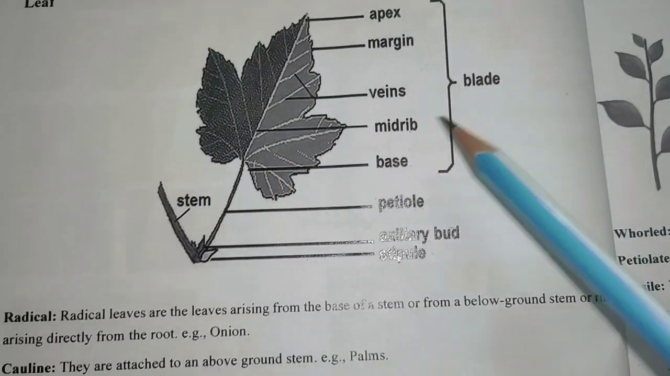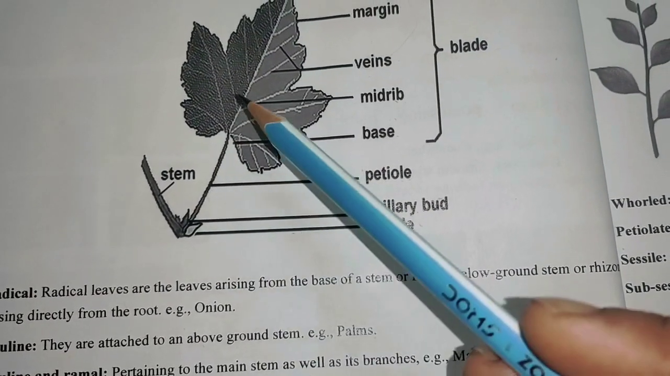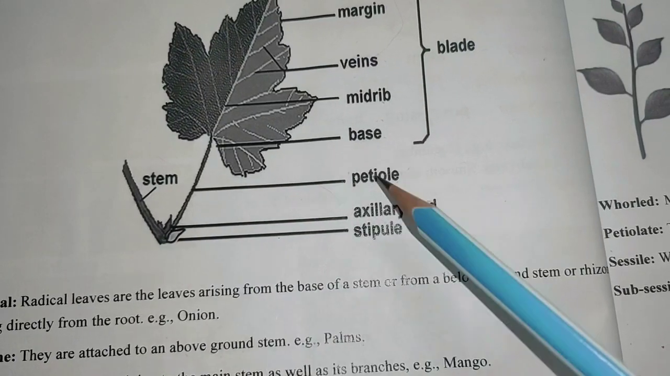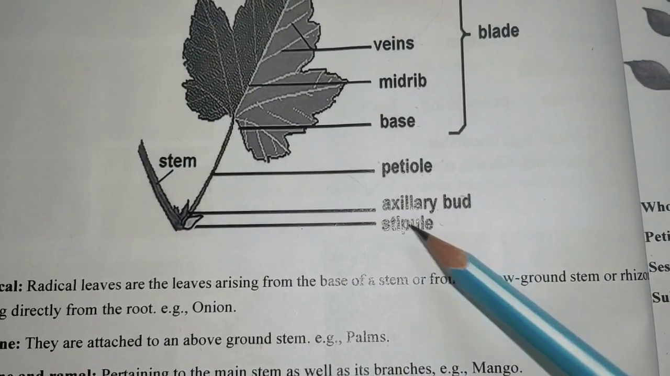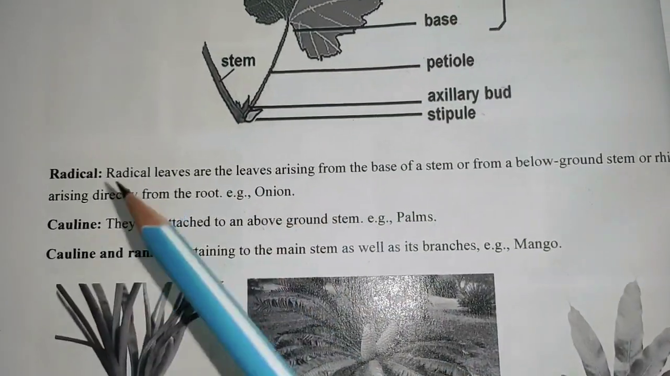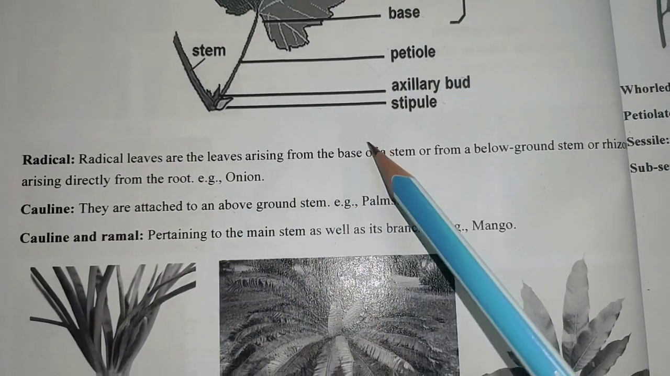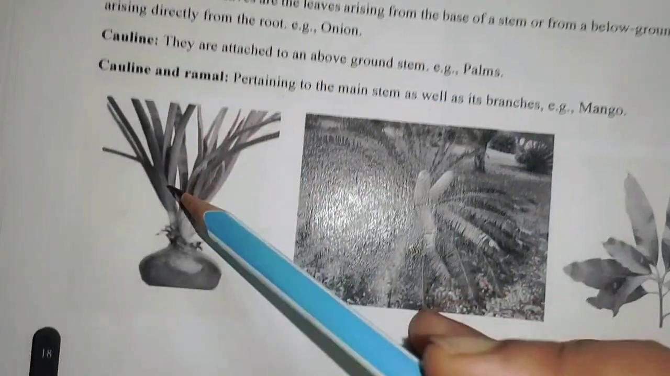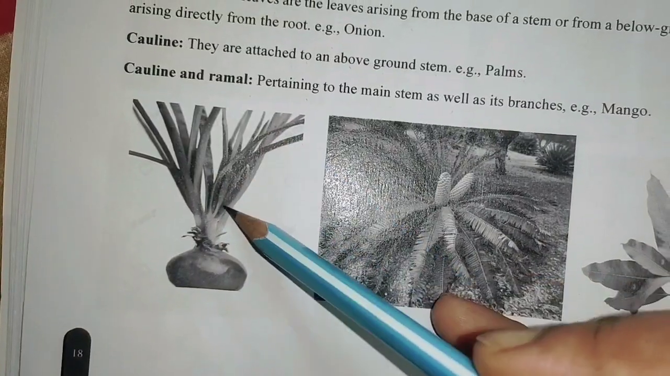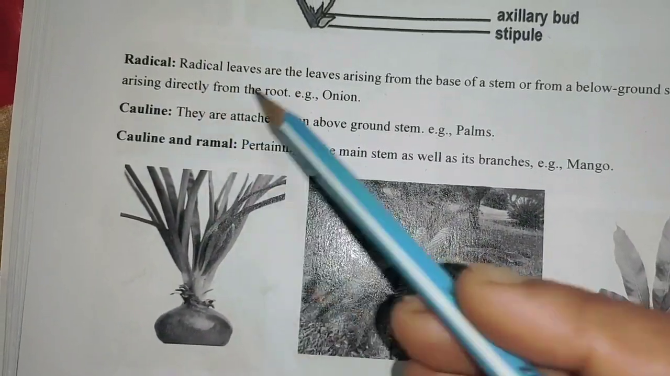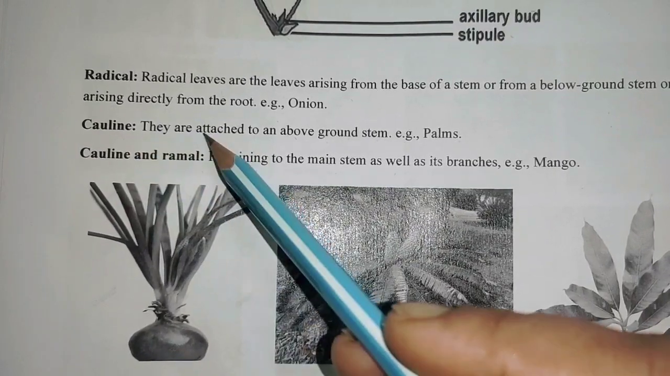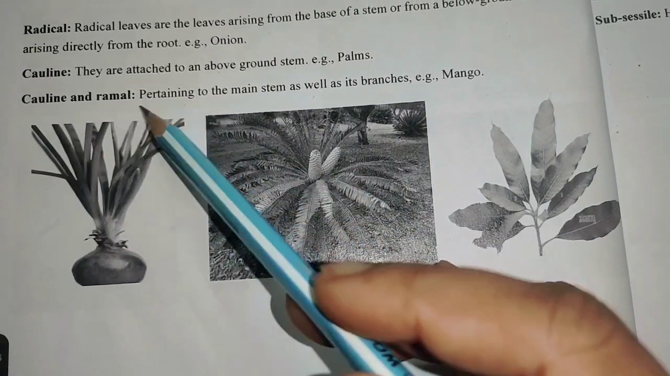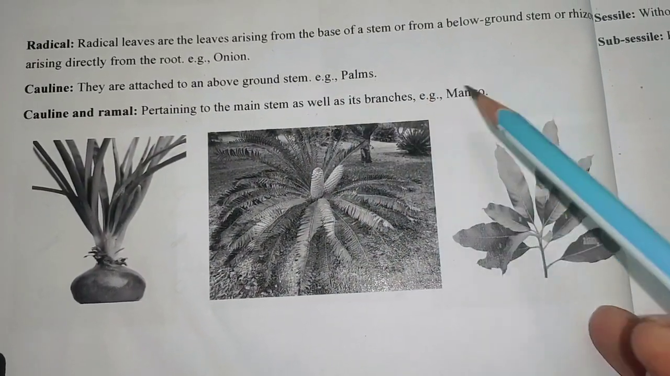These are commonly known as blade. And the attachment of stem to leaf, the structure present, is known as petiole. At the base of the attachment of leaf, two structures are present, axillary bud and stipules, and this is stem. Radical leaves are the leaves arising from the base of a stem or from a below ground stem or rhizome arising directly from the root, like onion. This is onion, and the branches of roots are known as radicle. Cauline leaves are attached to an above ground stem, like palm. This is palm. Cauline and ramal, pertaining to the main stem as well as its branches, like mango.